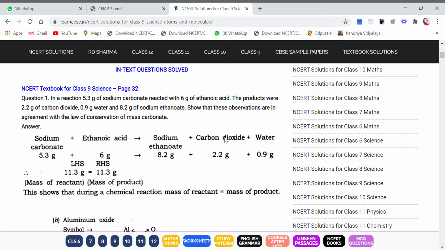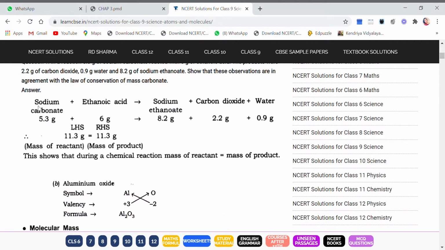Now, what is the law of conservation of mass? The law of conservation of mass says that the total mass of the reactants should be equal to the total mass of the products. Why? The reason is that matter can neither be created nor destroyed. So whatever the total mass of the reactants, it should be equal to the total mass of the products. So they are asking us whether this equation is following the law or not. So let's see how to write.